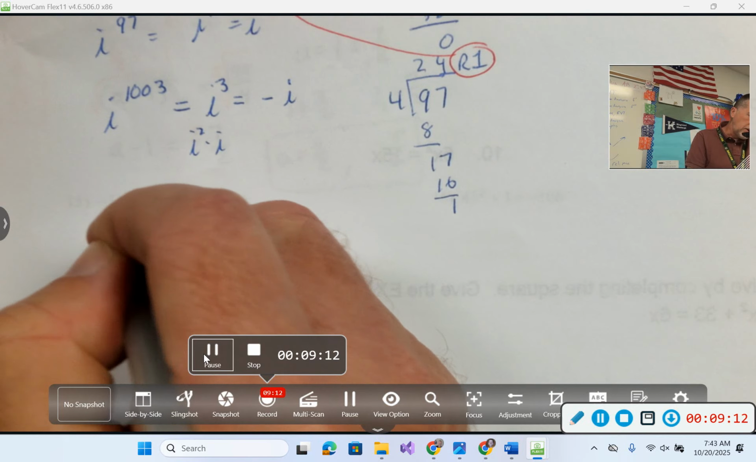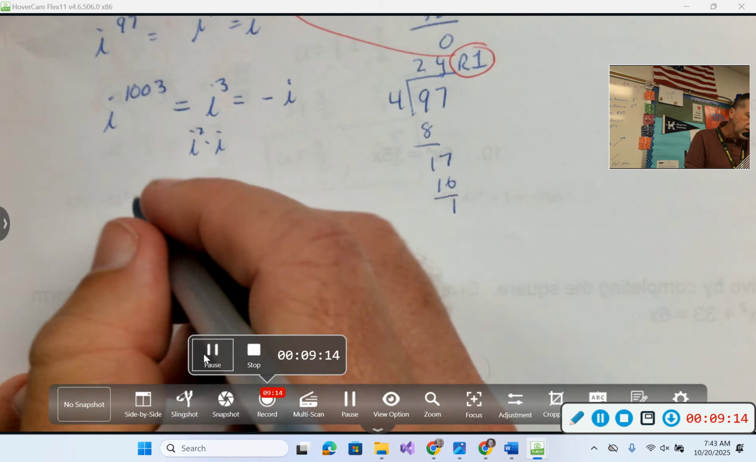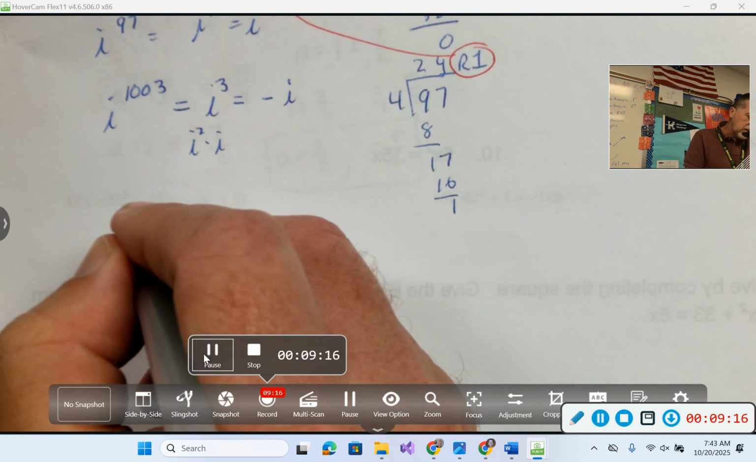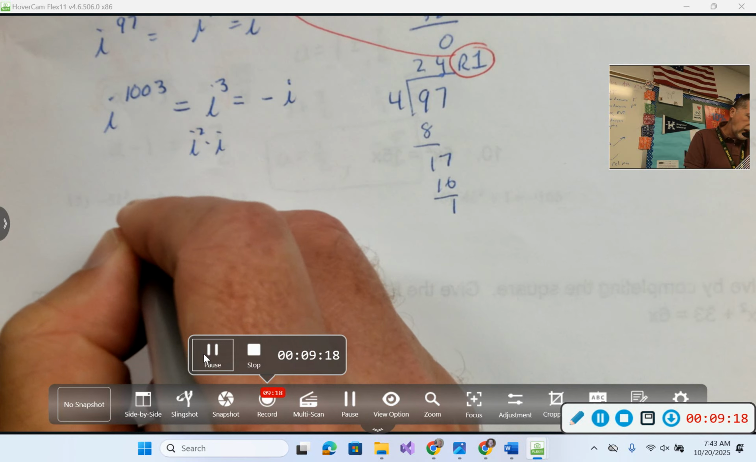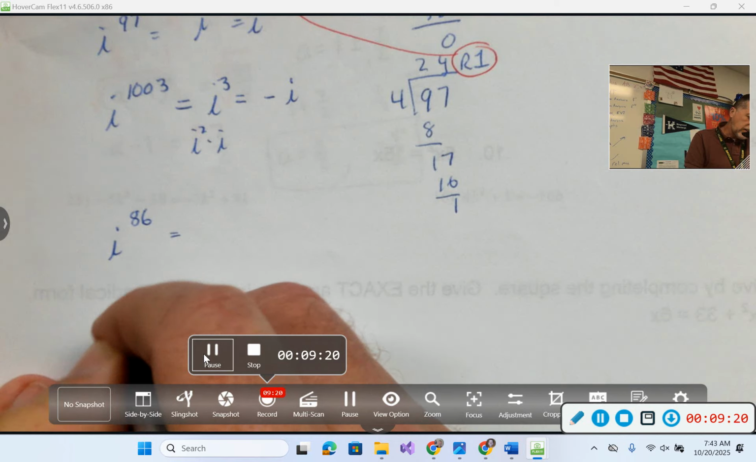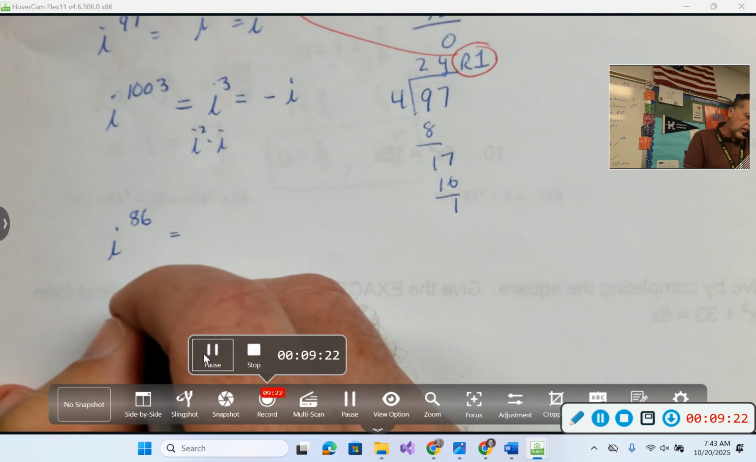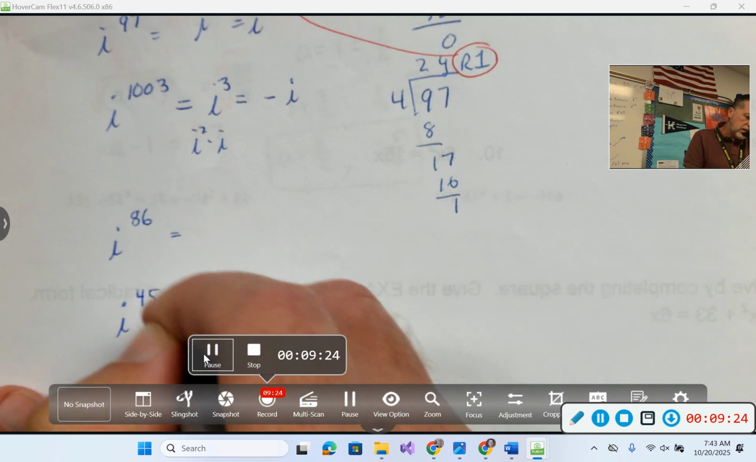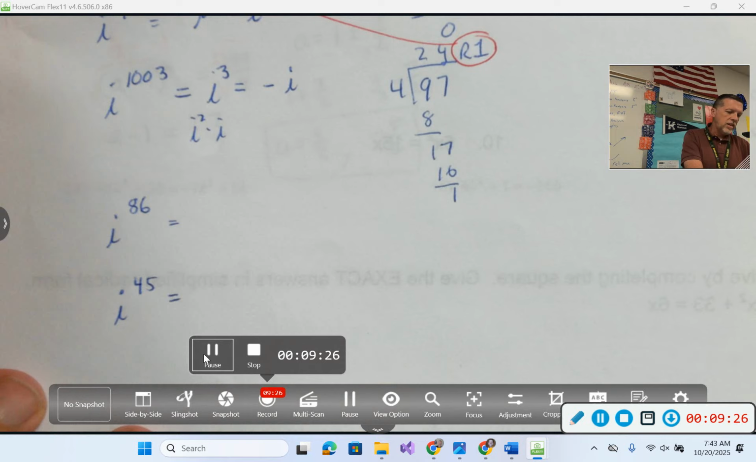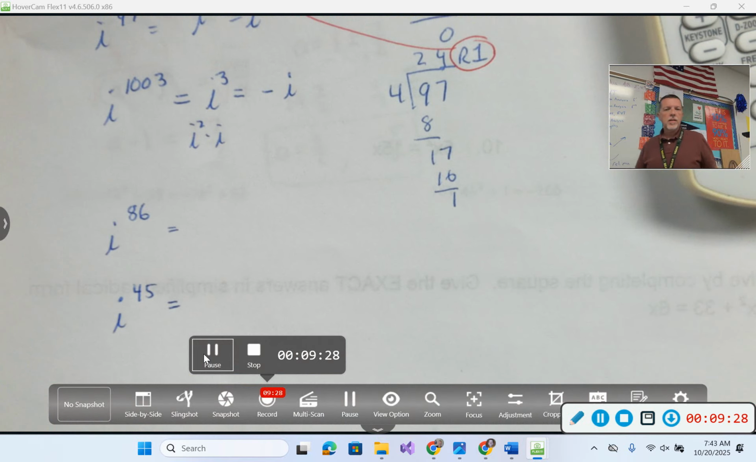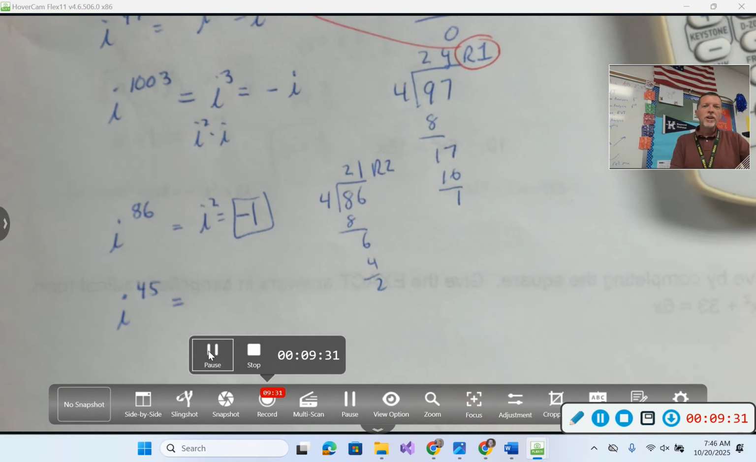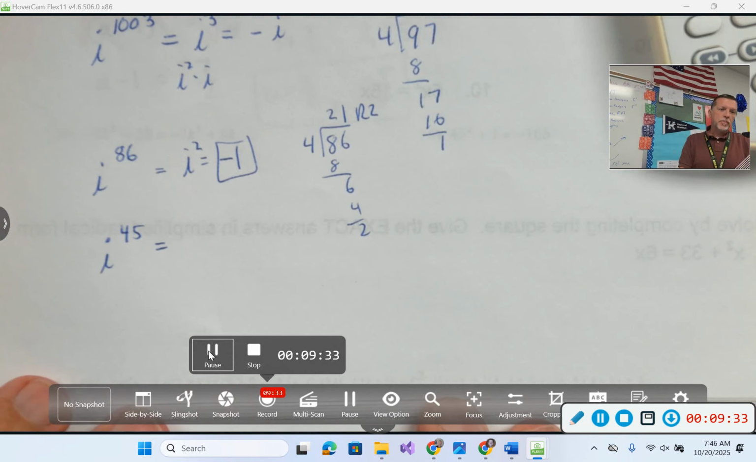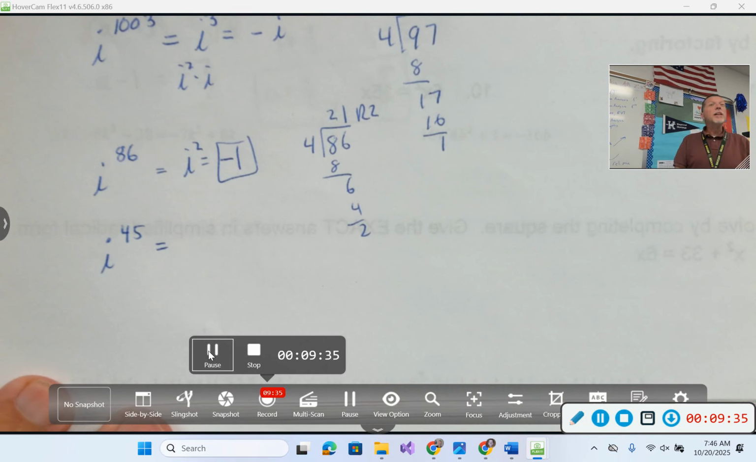Okay, yeah, we need to do some more then. Let's go with 86 and 45. Divide by 4, use the remainder. How many 4s fit in there and what's left? And then the important question is not how many 4s fit, but the important question is what's left.